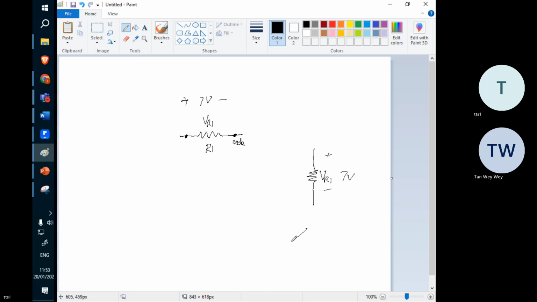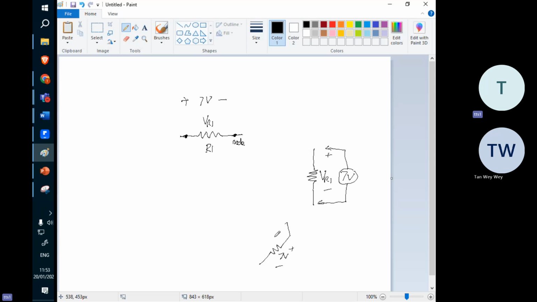Sometimes it appears like this. Like this. It's still the same thing. So the orientation is not important. The rotation is not important. The important thing is that the voltage across these two is 7 volt. So 7 volt measured from here to here, that means across the component. Okay, 7 volt across here.